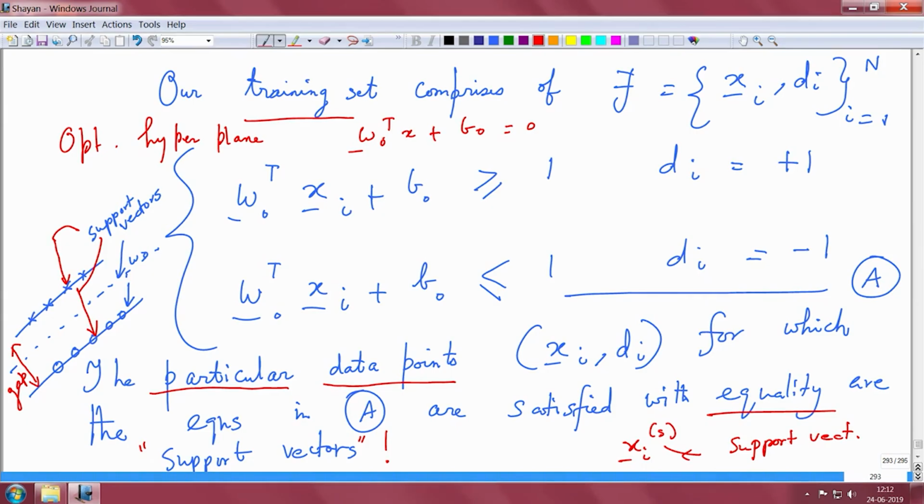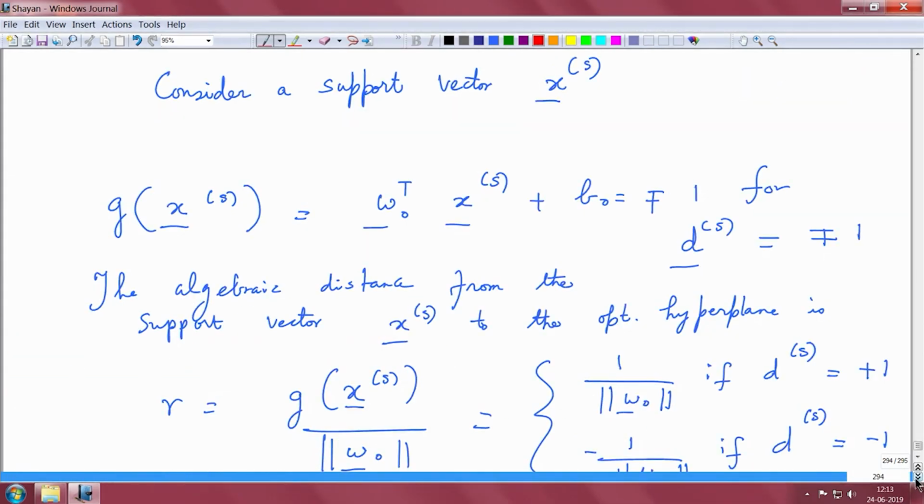And those vectors that satisfy this relation W naught transpose xi plus b naught equal to 1, I mean with equality, are called the support vectors. They are lying on the critical side of the boundary. Now consider a support vector x of s. I have deliberately ignored the subscript i. So g of xs can be evaluated as W naught transpose x of s plus bias b naught. This is going to be equal to -1 if the associated label is -1, and +1 if the associated label is +1.